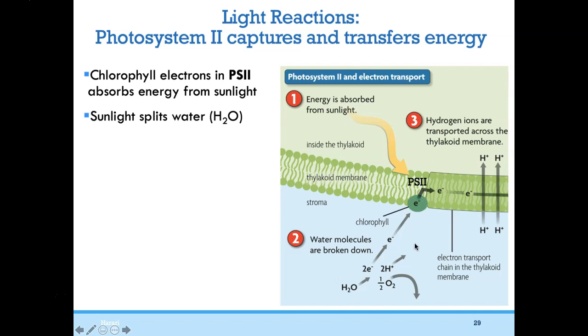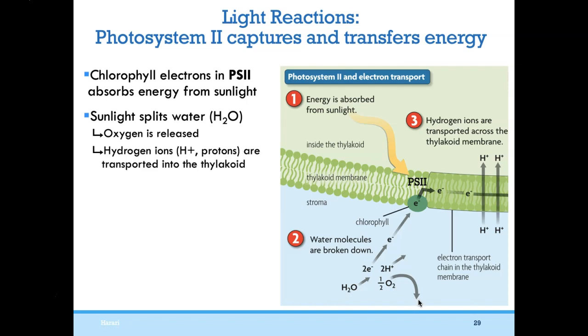Step 2, energy from the sun splits water. So water molecules are broken down into 3 different parts. The oxygen part is released into the atmosphere. The H pluses, the protons, are transported into the thylakoid, and we'll talk about why that's very important soon. So the H pluses from water are pumped across the thylakoid. And the electrons are going to be used to replenish the low energy electrons that were just excited by the sun. So water has 3 purposes. The oxygen will be released as oxygen gas, the protons are pumped inside the thylakoid, and the electrons will constantly replenish those of the reaction center chlorophyll.